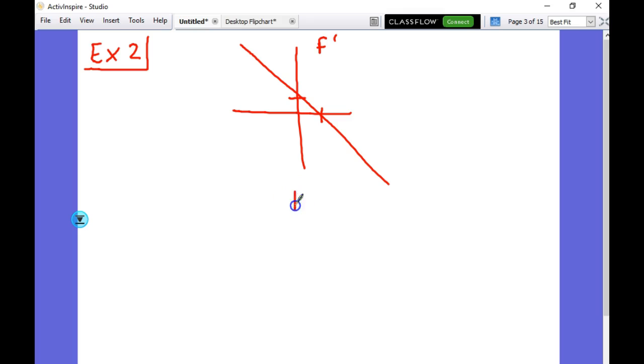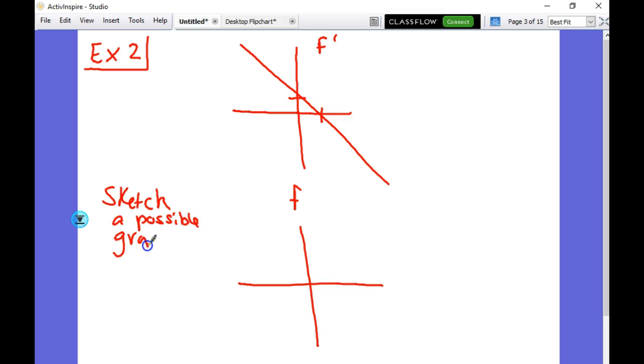This is f prime. I want to get a graph of f out of that. Okay, so this is a graph of f prime, right? F prime is the what of f? The slope of f. So what do I know about the slope of f by looking at this f prime graph? Okay, how do you know it's a parabola?